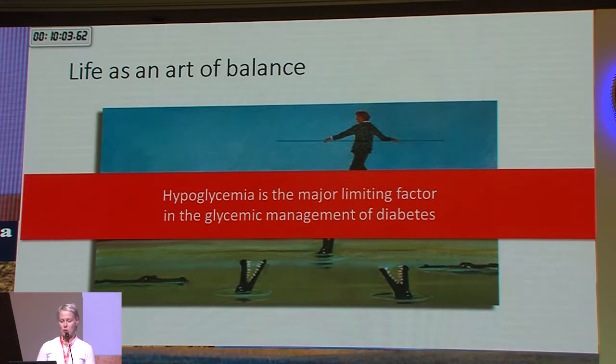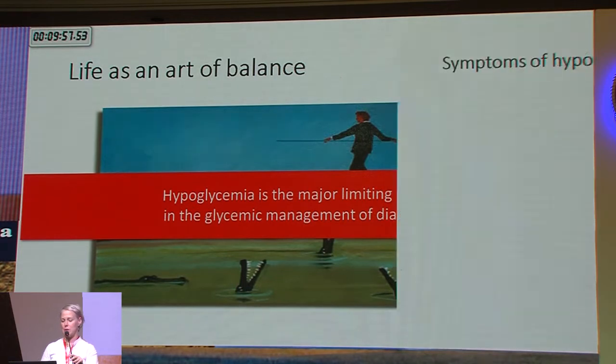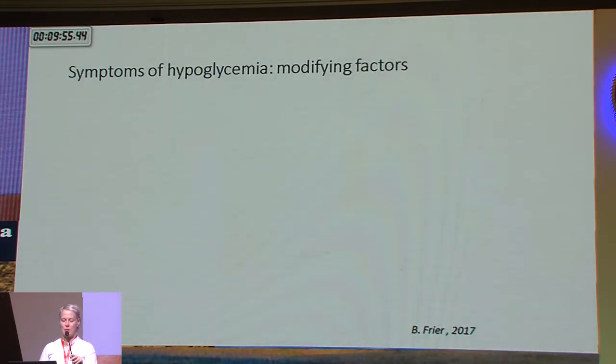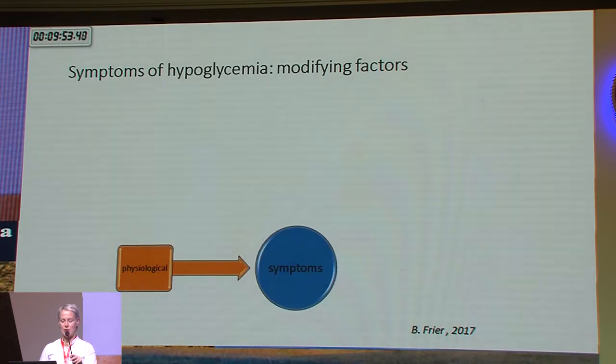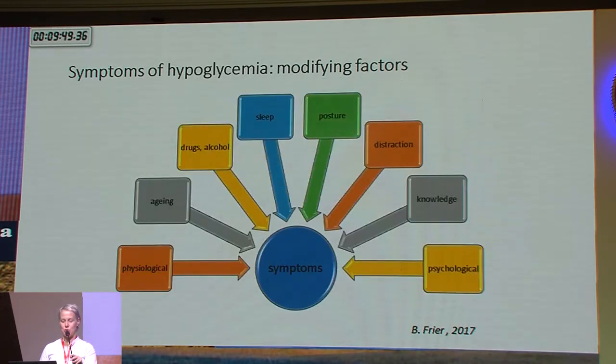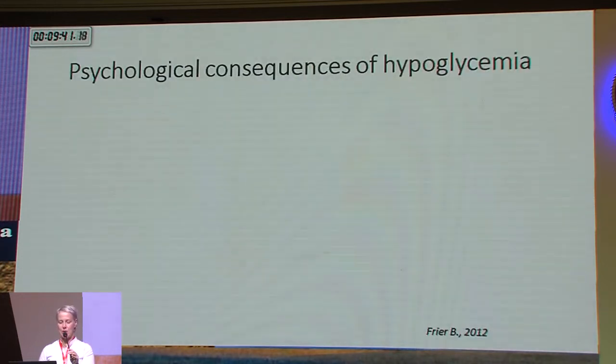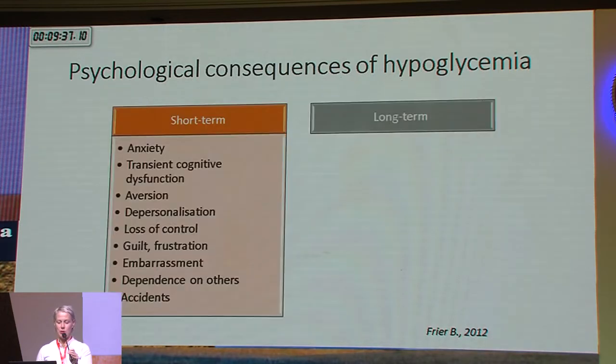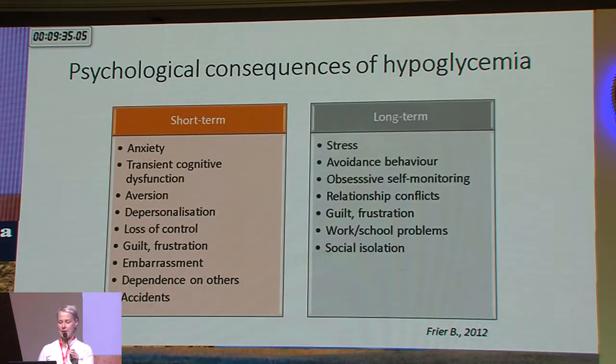That's why we can conclude that hypoglycemia is a major limiting factor in the glycemic management of diabetes in young patients with diabetes. What are the symptoms of glycemia modifying factors? I just want to show you it because, as you can see here, there are a lot of issues which are connected with the young age of our patient, like aging, drugs, alcohol, sleep, posture, and so on and so forth. And there are also some psychological consequences of hypoglycemia, short-term or long-term, with a high list of things here.